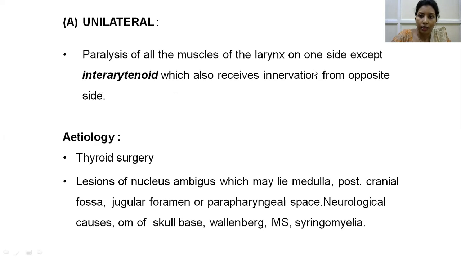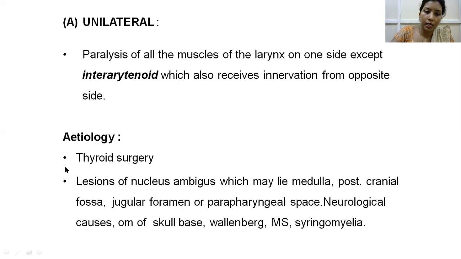Paralysis of all the muscles of the larynx on one side except your interarytenoid. Interarytenoid is a combination of your transverse arytenoid and your oblique arytenoid muscles. Oblique arytenoid is responsible for closing the inlet. Your transverse arytenoid is responsible for adduction of the cords. So these theoretically receive innervation from both the sides of vagus. So when this is a unilateral vagus, complete vagal paralysis, this nerve sometimes tends to be spared.